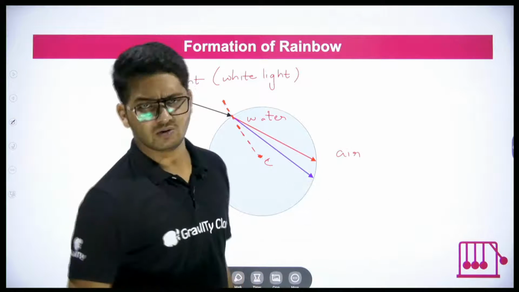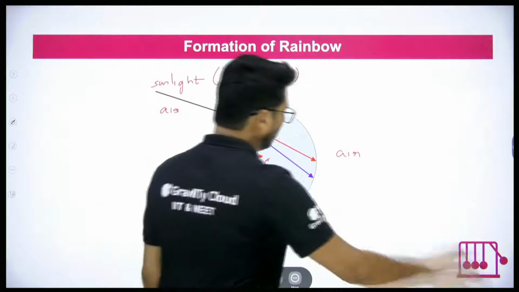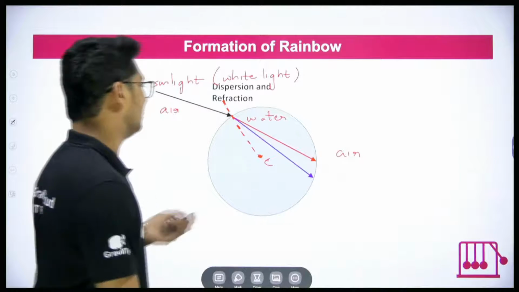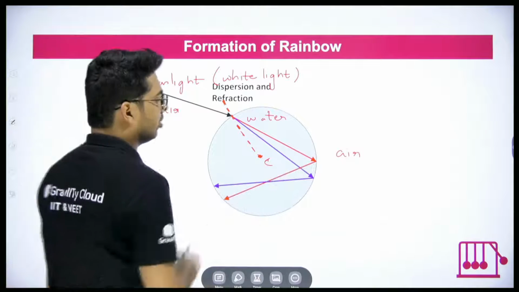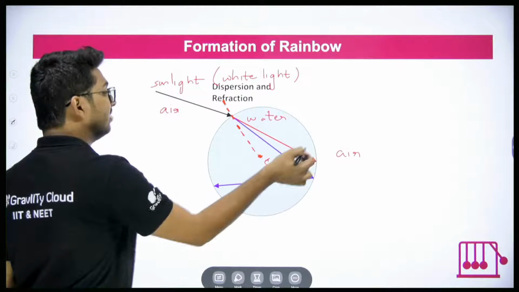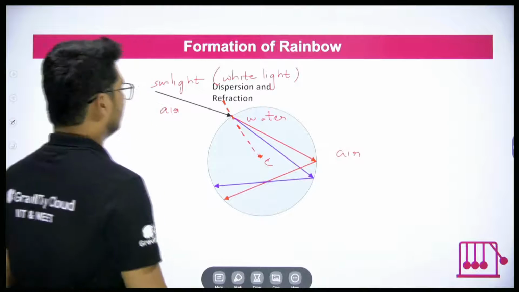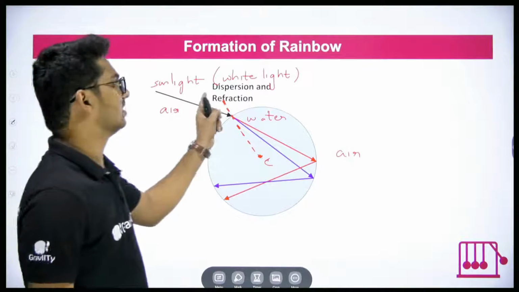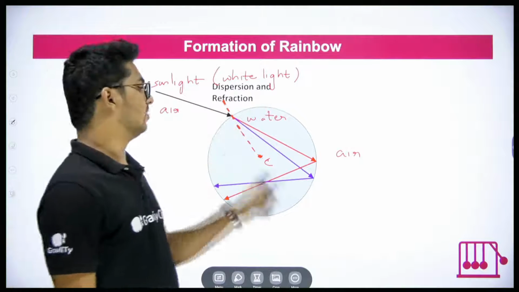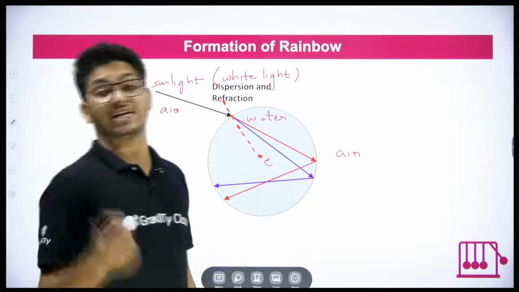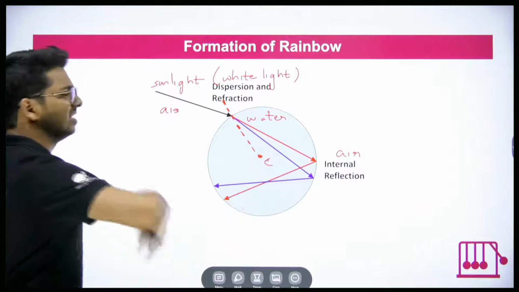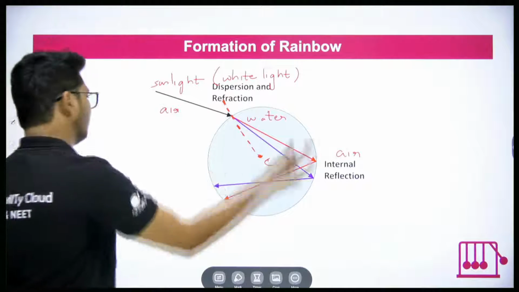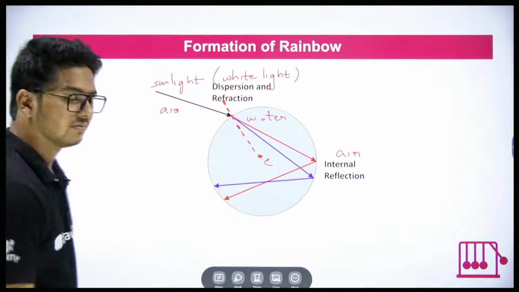So here it is water to air. Some light will go outside, but some light will come inside also. It undergoes reflection here. So at the first surface, it underwent dispersion and refraction. Now the second time, it is undergoing reflection. Which phenomenon are we talking about? Reflection. We call that internal reflection because it is taking place inside itself.